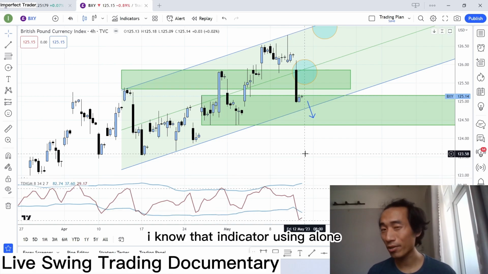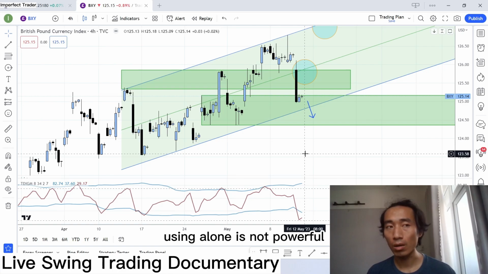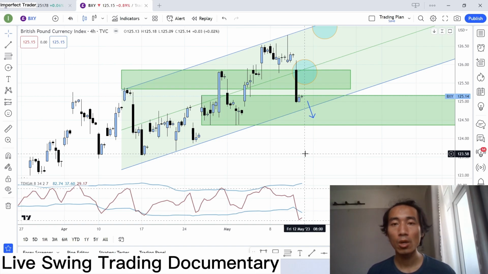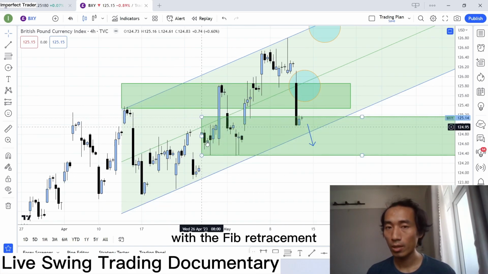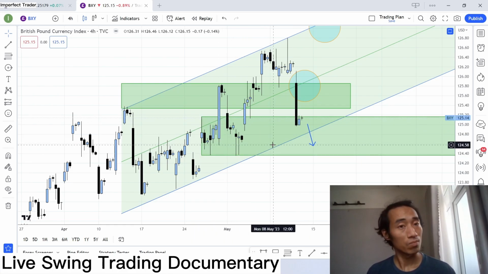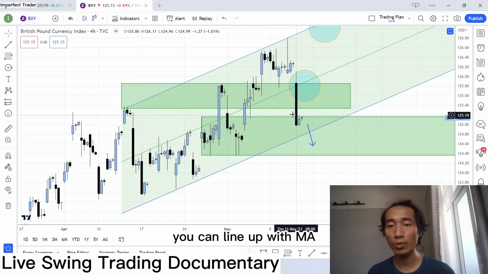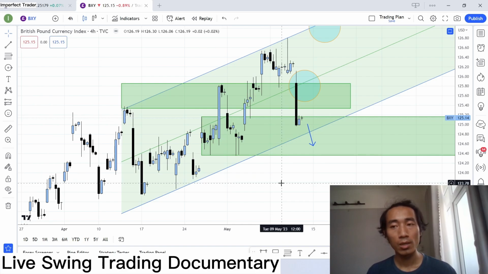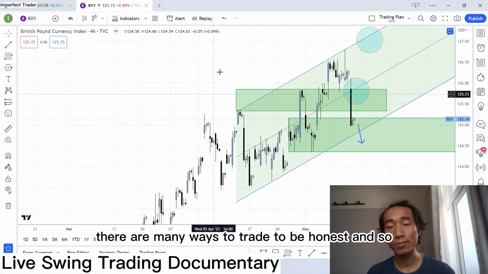I know that using an indicator alone is not powerful, but when you line things up with trend line, with market structure, with the Fibonacci retracement, with the support and resistance, it is very powerful, very very powerful. You can line it up with moving average as a dynamic resistance and support area. There are many ways to trade, to be honest.